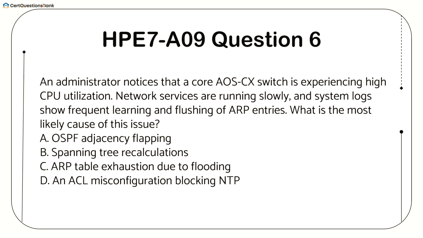An administrator notices that a core AOSCX switch is experiencing high CPU utilization. Network services are running slowly, and system logs show frequent learning and flushing of ARP entries. What is the most likely cause of this issue? A. OSPF adjacency flapping. B. Spanning tree recalculations. C. ARP table exhaustion due to flooding. D. An ACL misconfiguration blocking NTP.